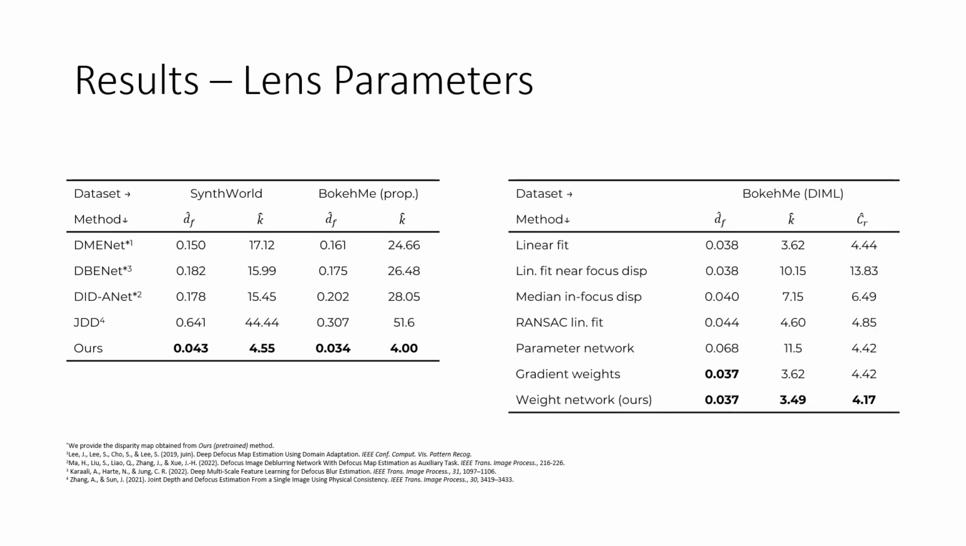In the table on the right, we compare our approach with other strategies to recover the parameters from the 2D disparity and defocus maps, such as the baseline linear fit in the first row, or training a neural network to estimate the parameters directly in the fifth row. Our weight network in the last row seems to be the best strategy.